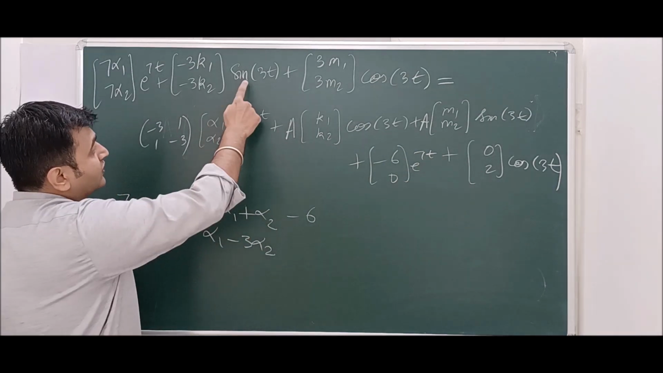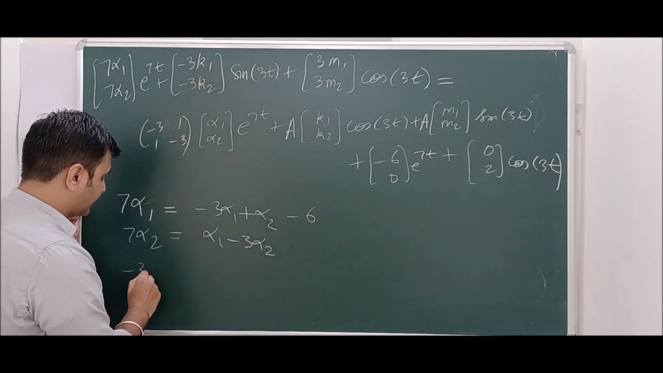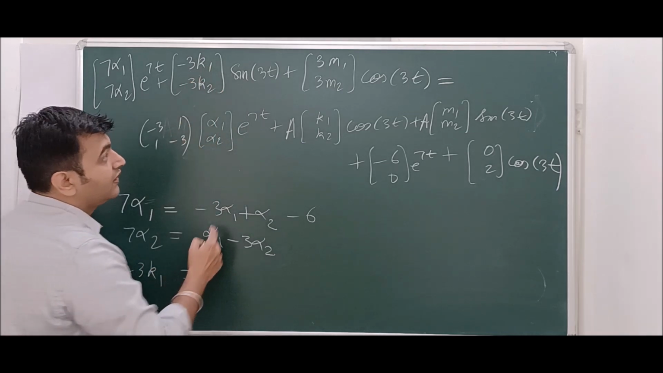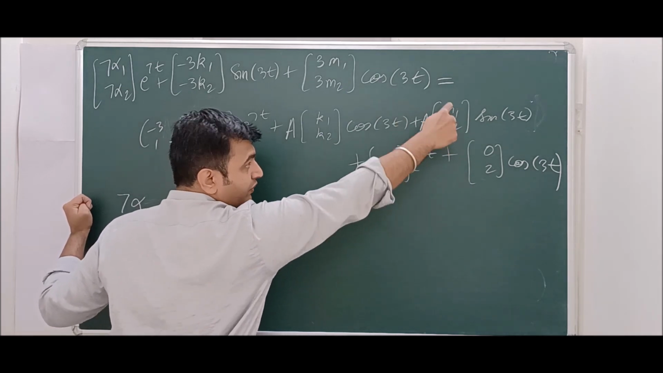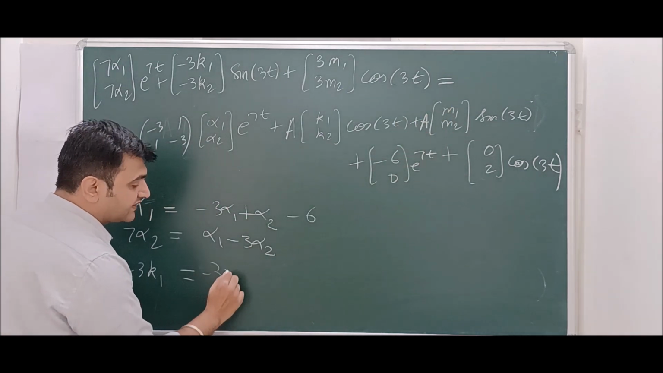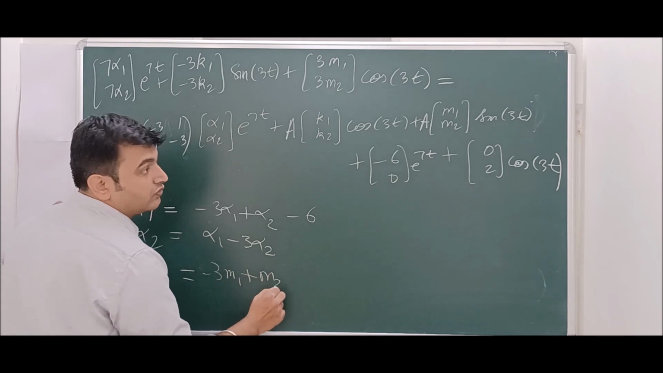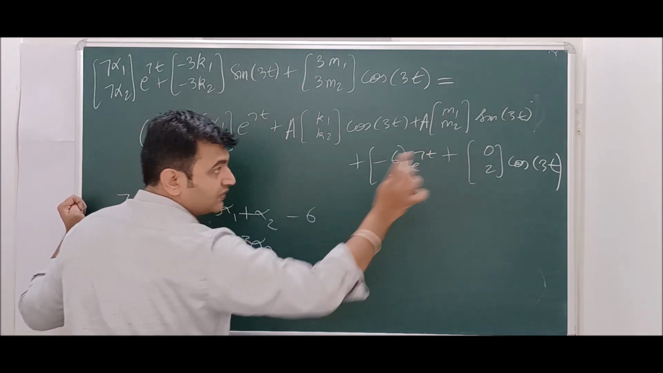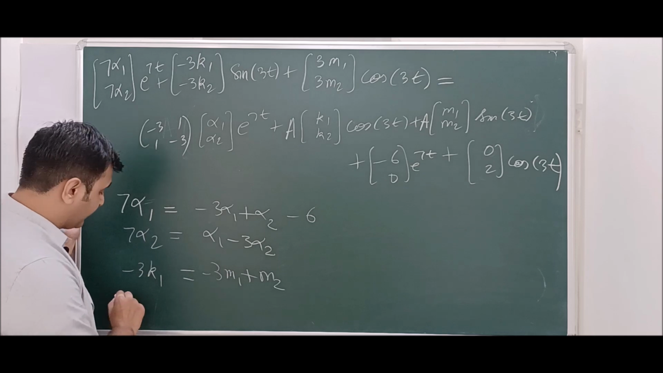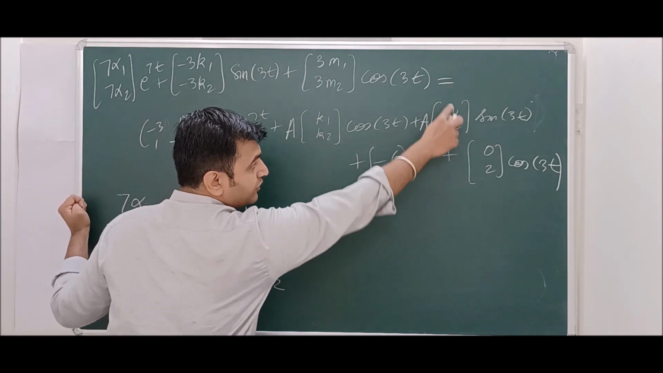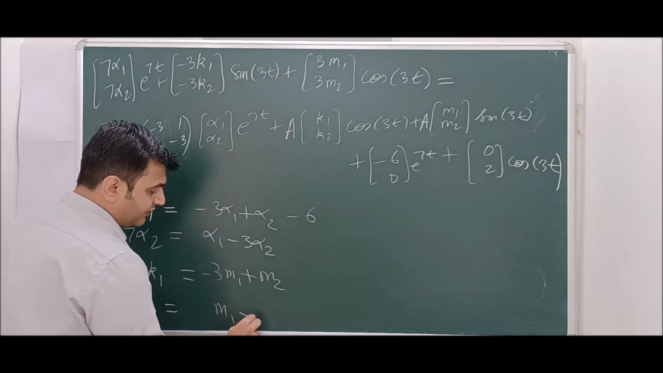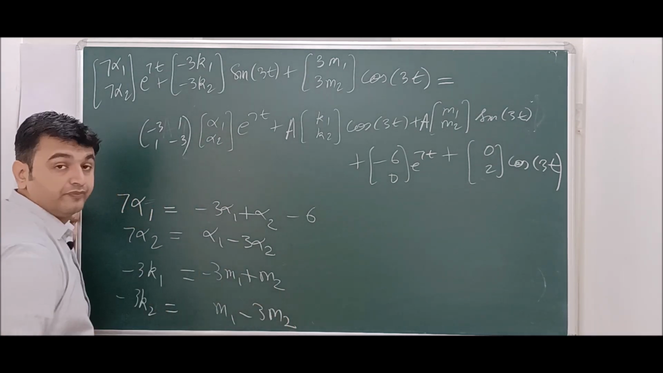Then again you look for sin 3t, first coefficient, minus 3k1 equals, now where is sin? It's here, so A into first row into first column, that is minus 3m1 plus m2. And where is the other sin? There is no other sin. Again, then minus 3k2, where is sin? Is here. So second row into this column, m1 minus 3m2.